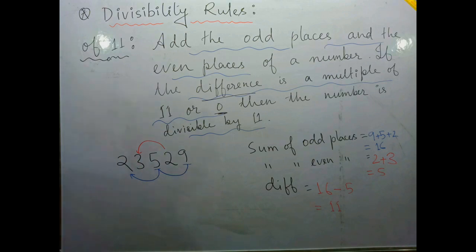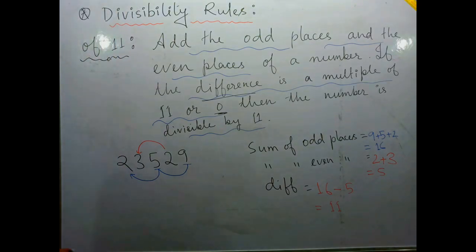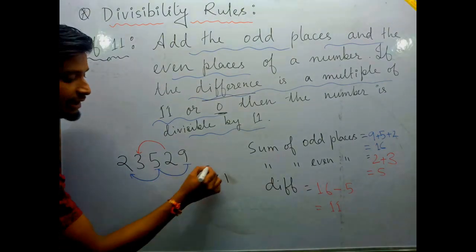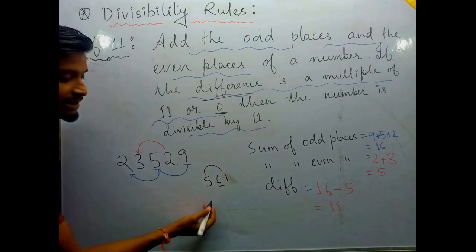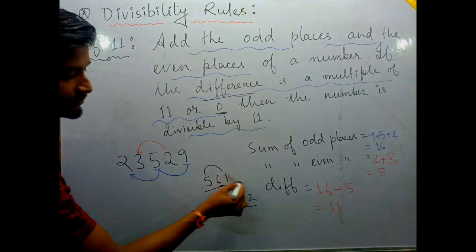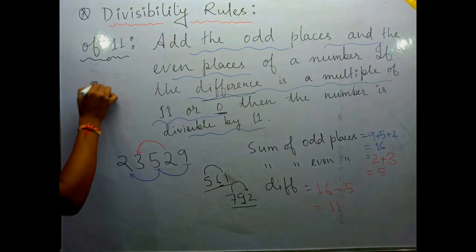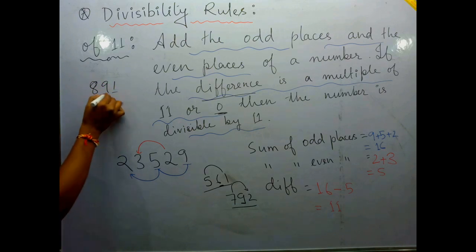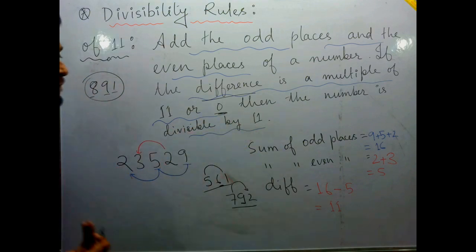So we can say that 23529 is a multiple of 11. For three-digit numbers, there is a very simple trick. Suppose we add these two numbers, and if we get the middle number, like 5 plus 1 is 6 and the middle is 6, it will be divisible by 11. 792 will be divisible by 11, as 7 plus 2 gives 9, and the middle is 9. Okay. 8 plus 1 gives the middle number, that is 9. So this number will be divisible by 11. We are doing the same thing, it just becomes faster.